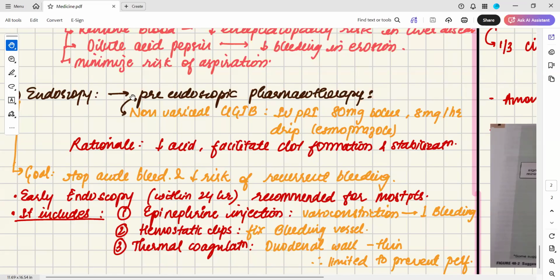In the endoscopy, the procedure is first we give the epinephrine injection that basically causes vasoconstriction of the area, which decreases bleeding. Then hemostatic clips that fix the bleeding vessel, and we also thermocoagulate that vessel. But as we know that duodenal wall is very thin, so we have to be careful when we do thermocoagulation, because we have to prevent perforation of duodenum.